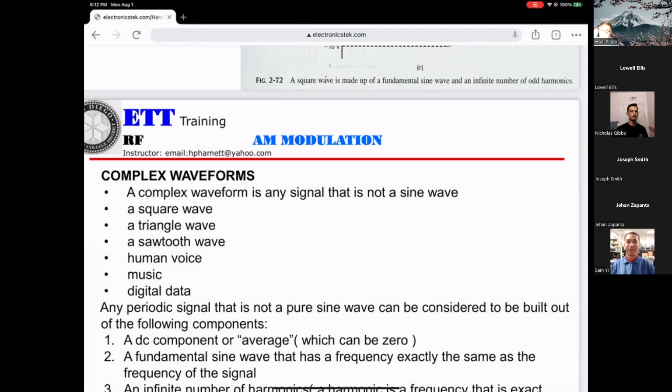If the question is, you get the square wave, they can ask you what is the bandwidth of the square wave. What can we do?